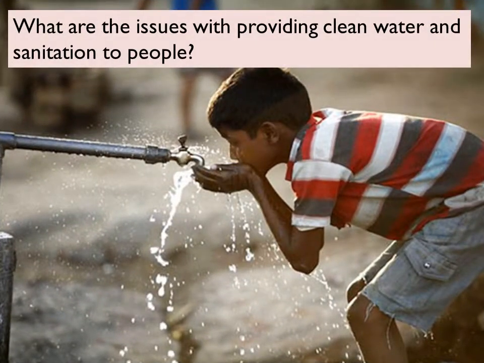So in Dharavi and other slums in Mumbai, people have to get their water from communal taps. The taps are usually only turned on for a maximum of a couple of hours a day, and there are long queues forming when people have to go and get water. The previous slide showed that there are not enough toilets and they are communal, which means that there are problems with cleaning and people taking care of them.